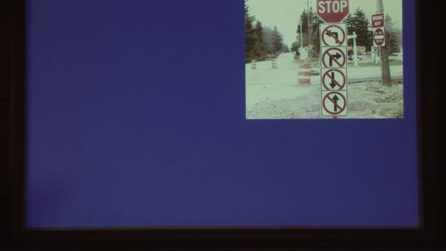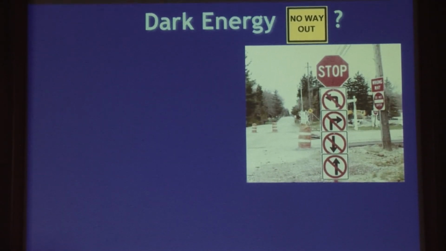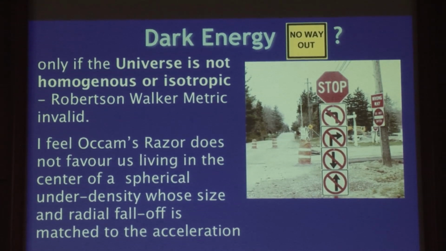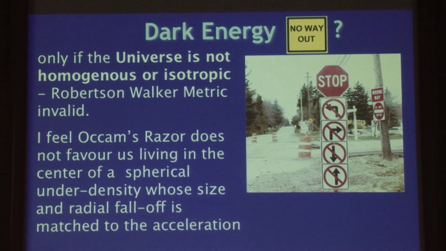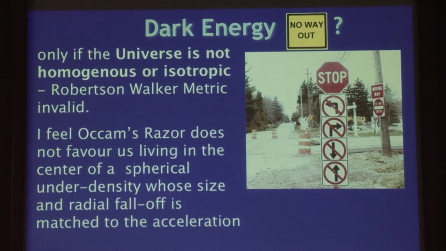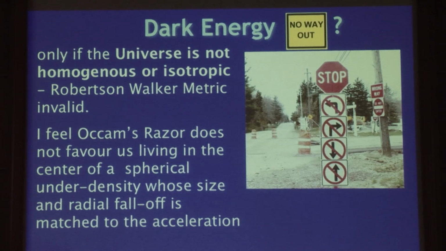So, you ask the question, is there any way out of dark energy? Well, only if the universe is not homogeneous and isotropic. So I personally feel that Occam's razor does not favor us living in the center of a spherical underdensity whose size and radial fall-off is tuned to match the acceleration. There are reasonable constraints on that because we do look in different directions and we do measure very precisely now what the luminosity distance does back in time.